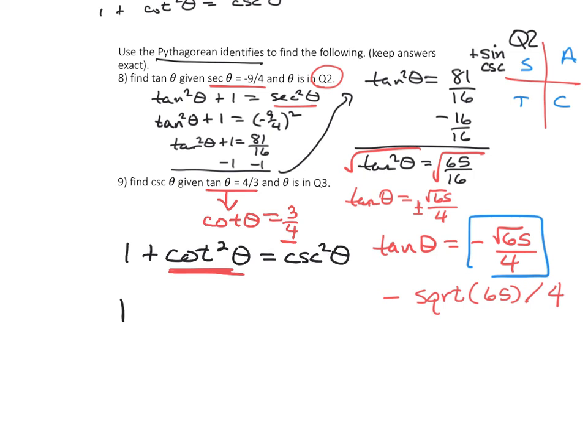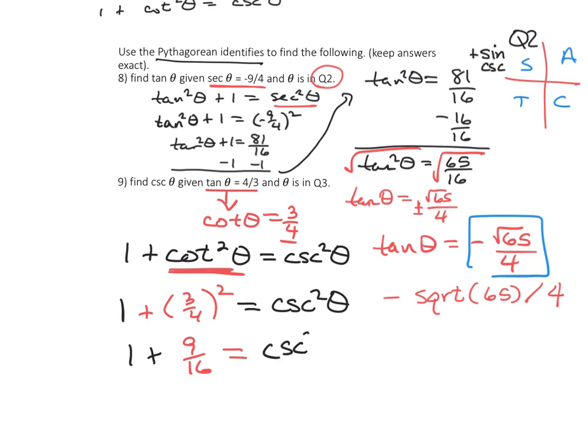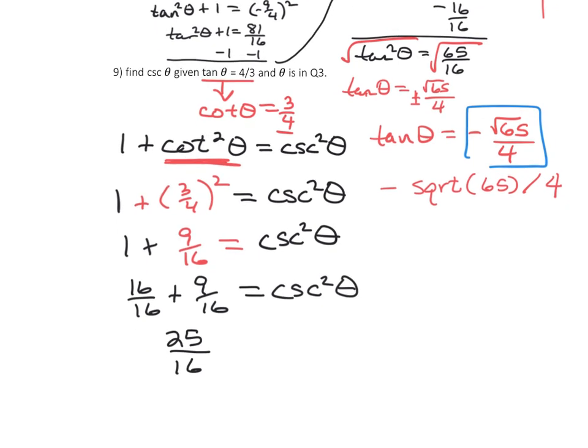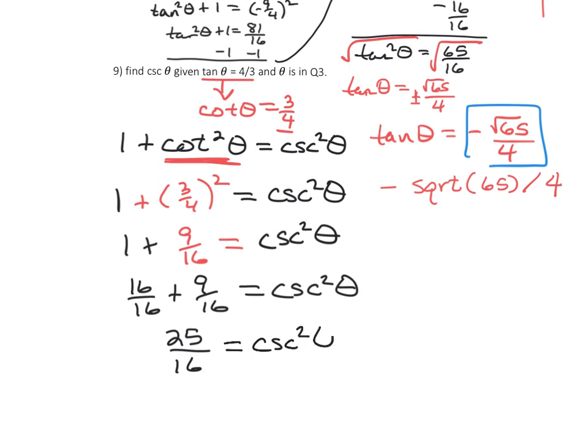All right, everybody good so far? So now I'm going to replace cotangent squared with 3/4 squared. I need to square that 3/4, and I get 9/16. I now need to combine my like terms over here. So I'm going to change the whole number 1 and make it 16 over 16, so I can add it. I need a common denominator. And I get 25 over 16 is equal to cosecant squared theta.